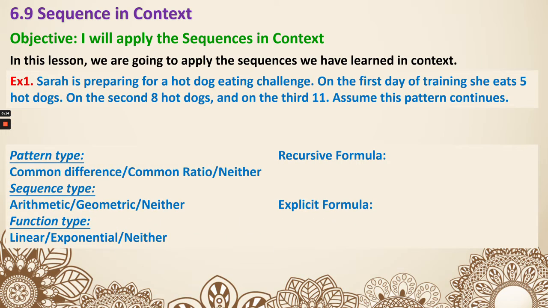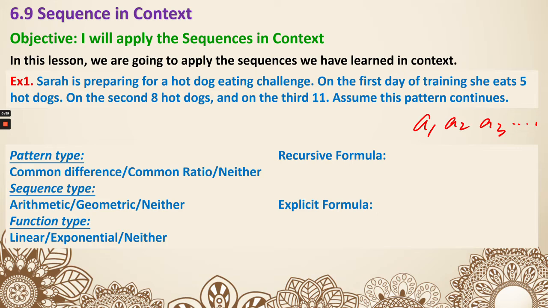Example 1. Sarah is preparing for a hot dog eating challenge. On the first day of training, she eats 5 hot dogs, on the second, 8 hot dogs, and on the third, 11. Assume this pattern continues. So when we are trying to form a sequence, we are basically trying to look for a sub 1, a sub 2, a sub 3, etc. And then we can actually use that for the pattern.